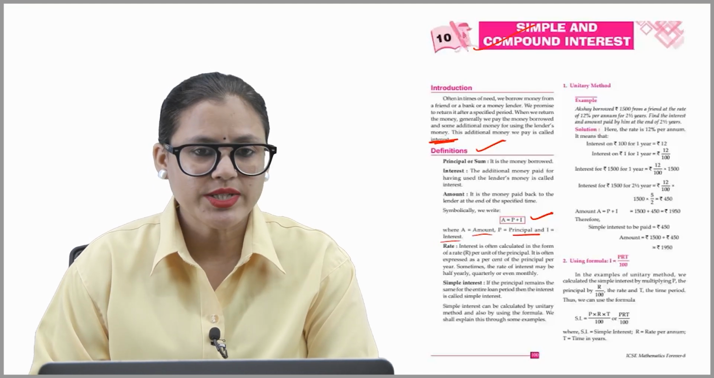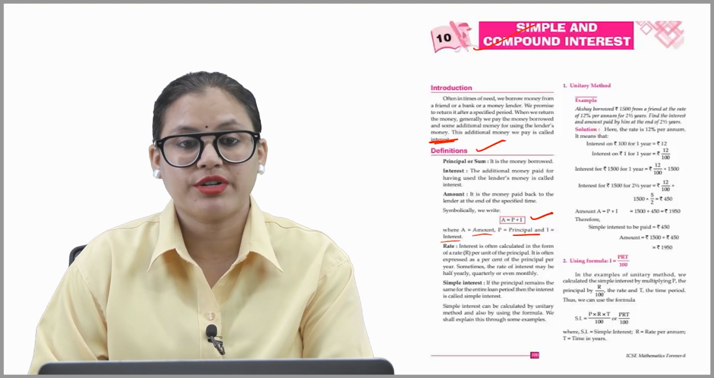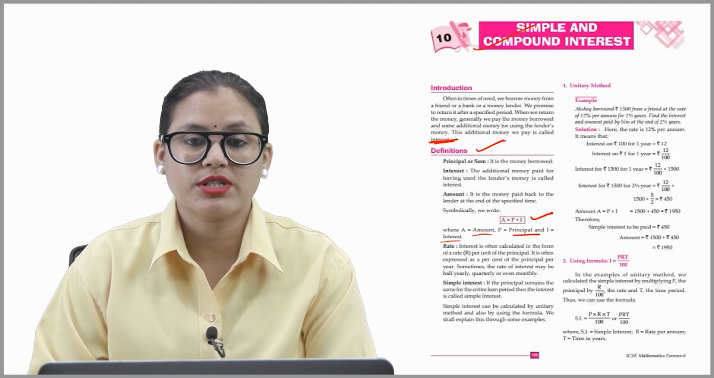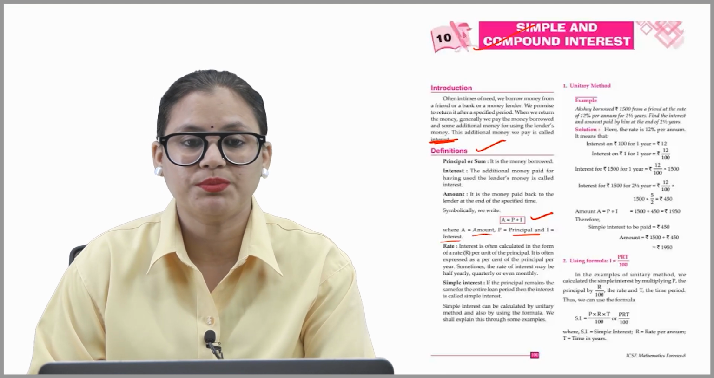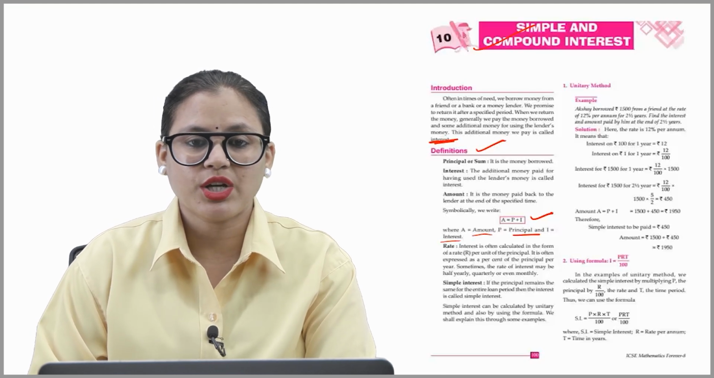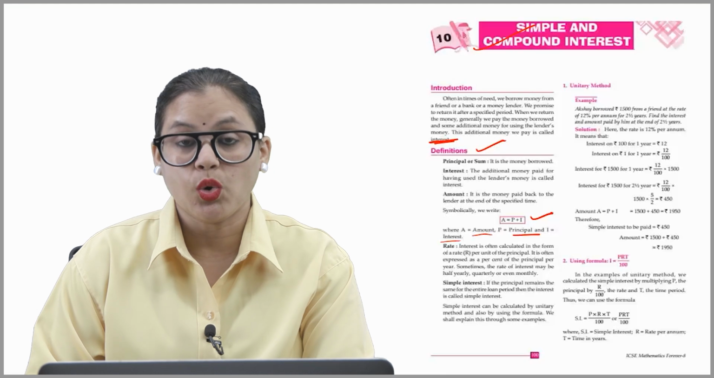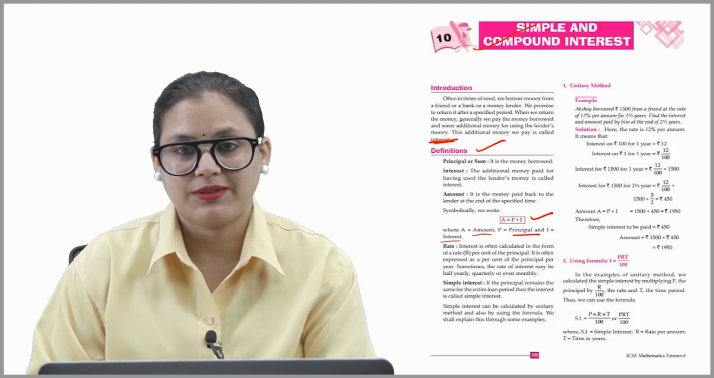Rate. Interest is often calculated in the form of a rate, that is R per unit of the principal. It is often expressed as a percent of the principal per year. Sometimes the rate of interest may be half yearly, quarterly or even monthly.